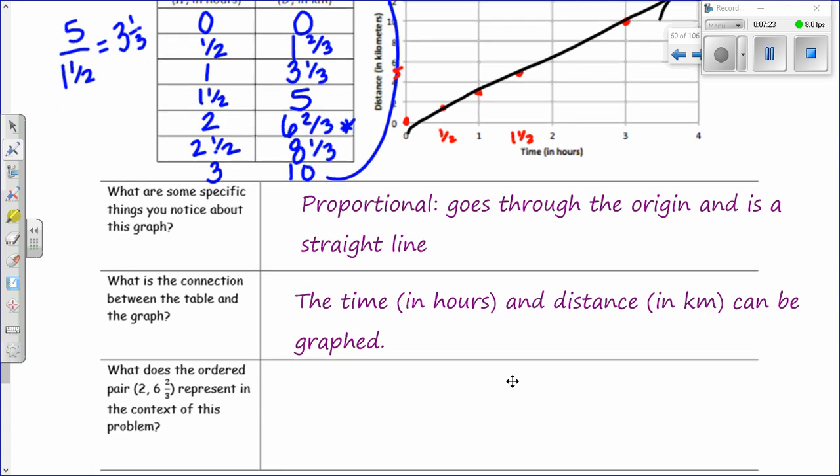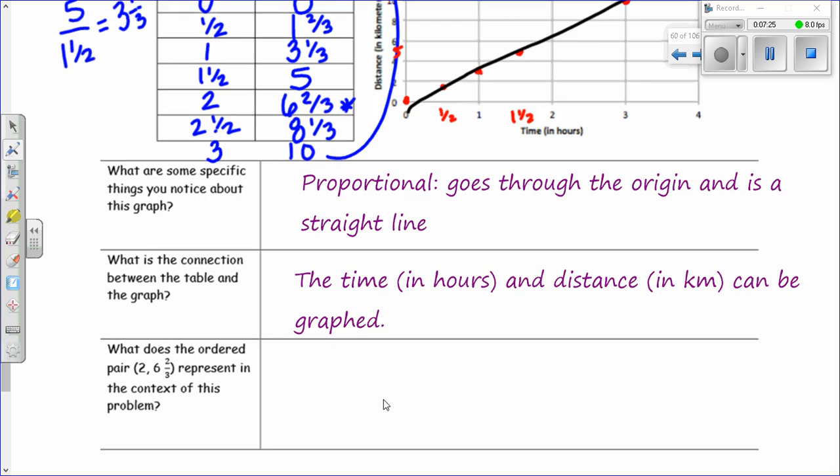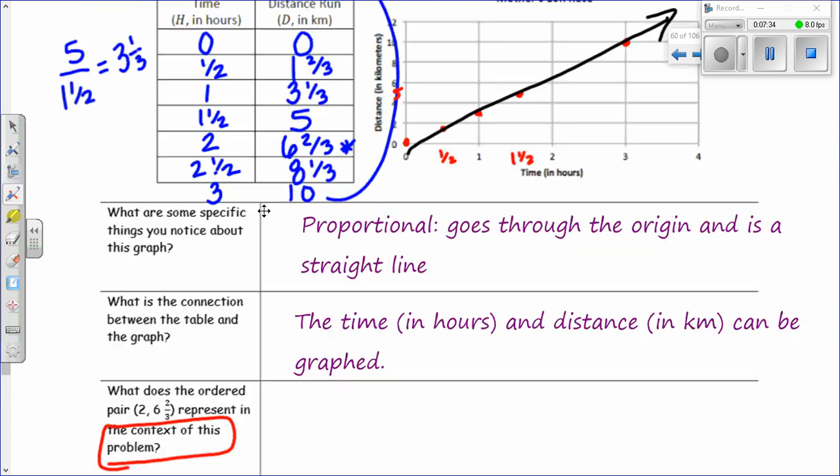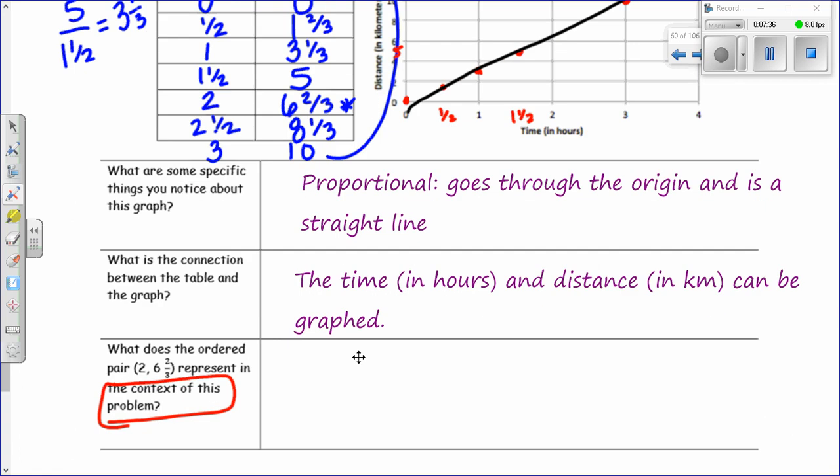Okay, so what does 2, 6 and 2/3 mean? Go ahead, pause it, in context of this problem. I know you've heard me say that phrase over and over. You're writing a sentence that compares 2 and 6 and 2/3 to this problem right here. Go ahead, pause it and write a 7th grade sentence about what these numbers mean. Okay, when you unpause it, go ahead and see if you have something similar to me. You don't have to change it, but I just want to make sure you have something similar.